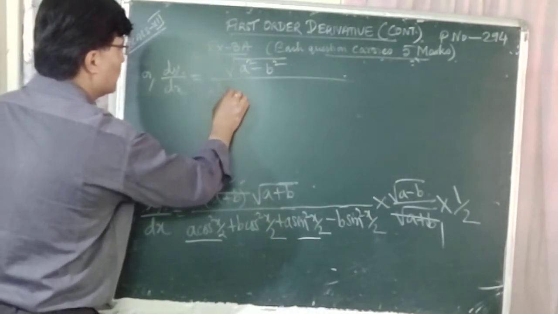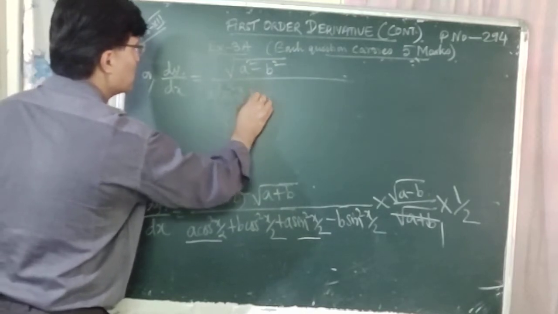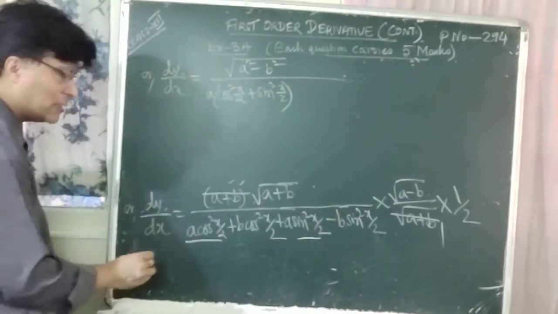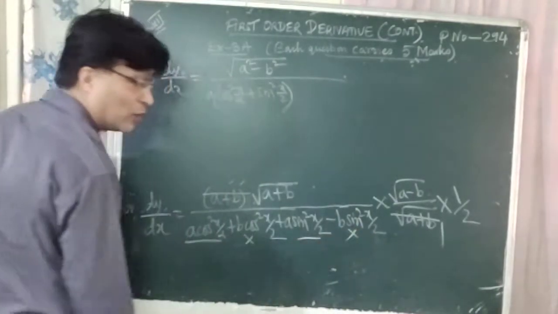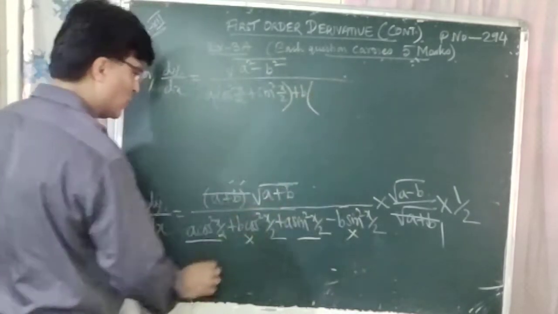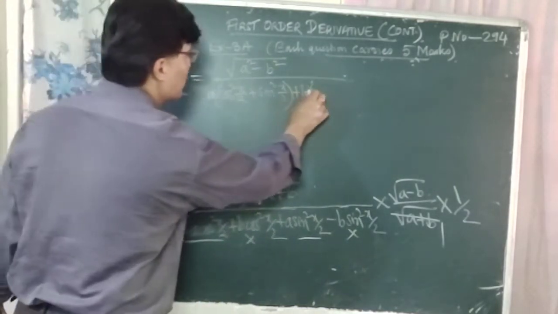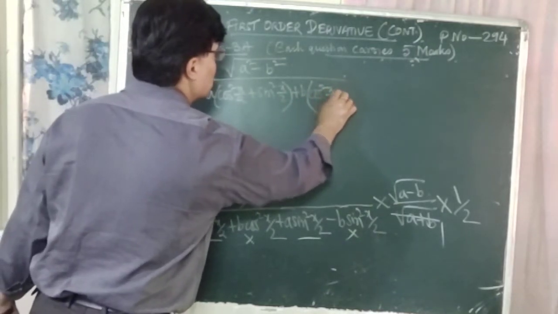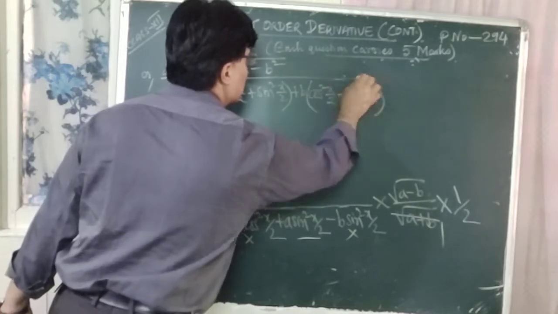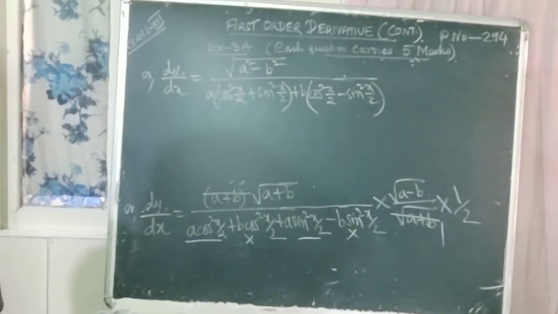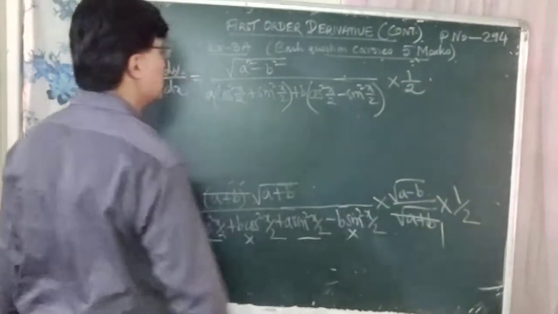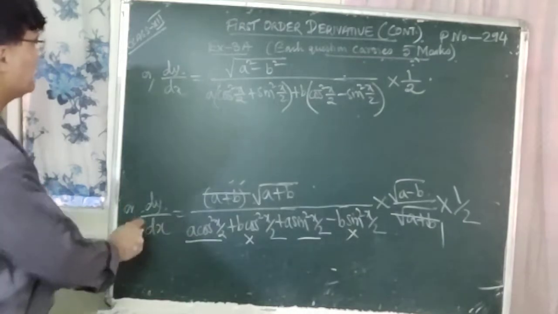So within bracket, what do we have? Cos square x by 2 plus sin square x by 2. Alright. Then from these two terms, what is common? Plus b is common. So within bracket, what do we get? Cos square x by 2 minus sin square x by 2. Clear? So into half is there, into 1 upon 2. Right?